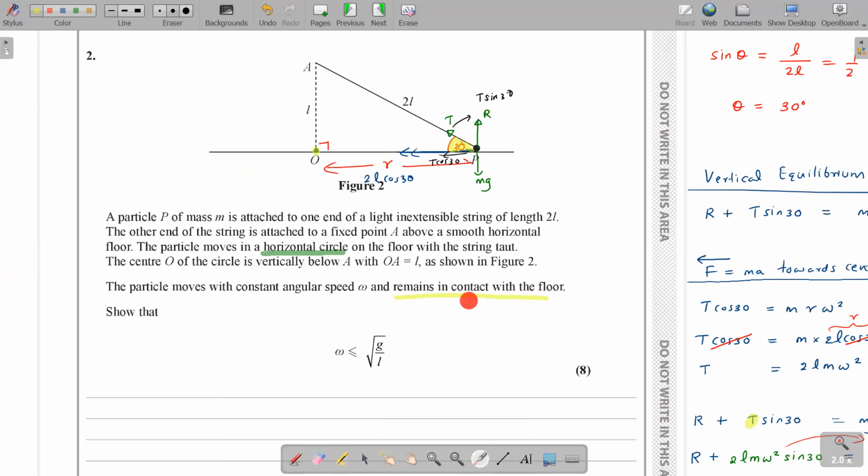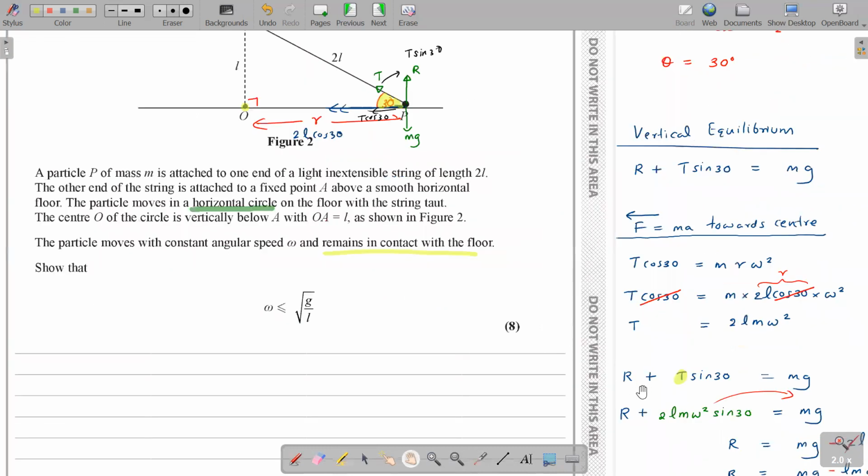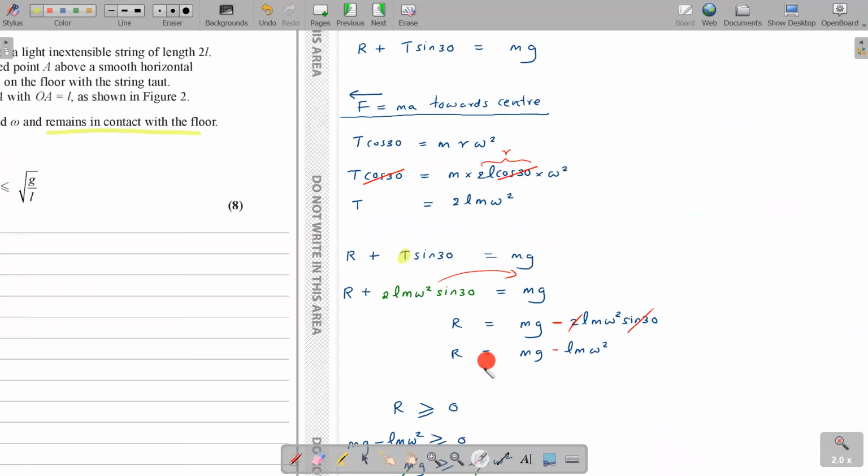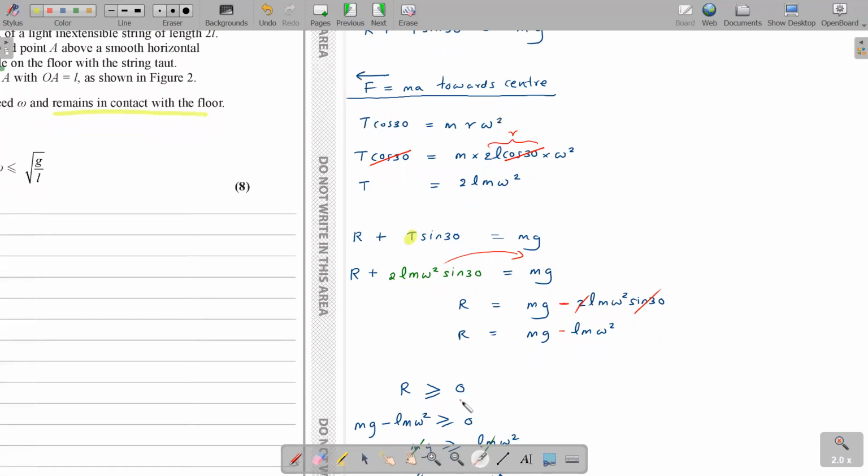In order to make sure it's remaining in contact with the floor, you need to set your normal reaction to greater than or equal to 0. Because the normal reaction greater than or equal to 0 means you are in contact with the ground, so you're not leaving. So it can be greater than or equal.